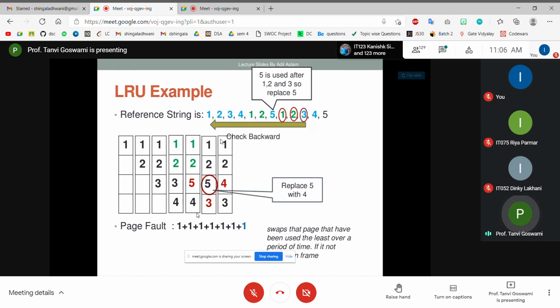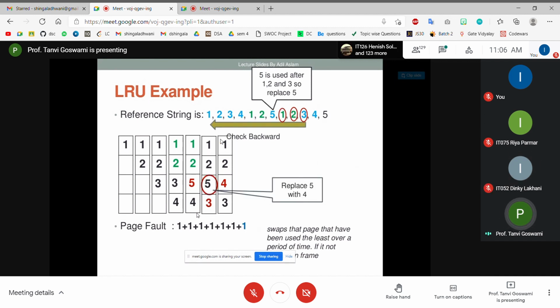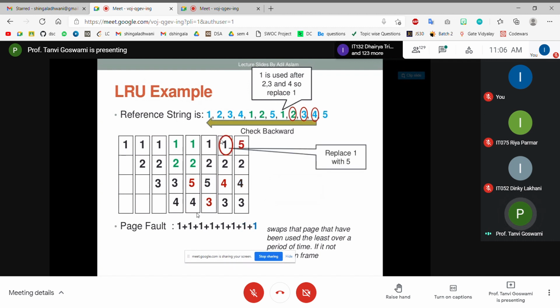Again there is a reference for 5. Which page will get replaced? 1. Yes, very right, it is page number 1, because when was 1 referred? 1 was referred the longest ago. So the chance of replacement of 1 is more as compared to page numbers 3, 4 and 2. 2 was referred after 1, so the probability of 2 being replaced is lower than 1, right? 3 and 4 are recently placed in the memory. So page number 1 will be replaced with page number 5.